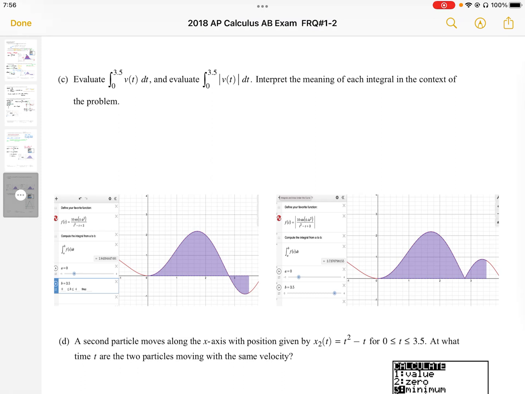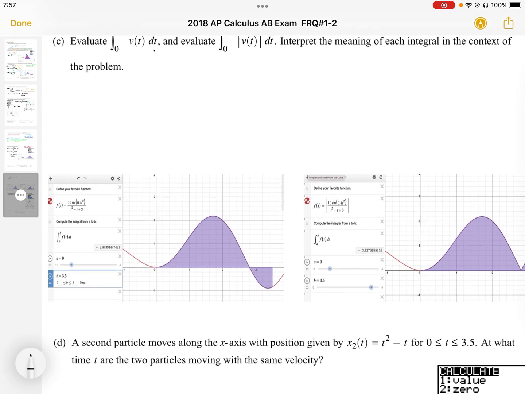So we'll interpret the meaning first, in that the integral of v of t dt represents the displacement of the function, the displacement of the position. So it represents the difference between where it started and where it ended, at 0 and 3.5. Whereas the absolute value of v of t represents the total distance traveled. So going forward and backward does not count against each other, but going backward counts as distance as well.